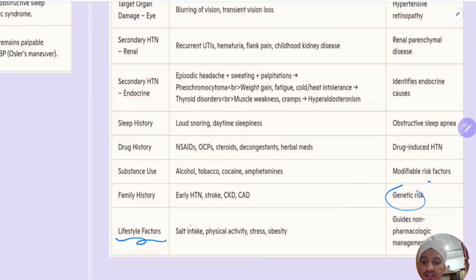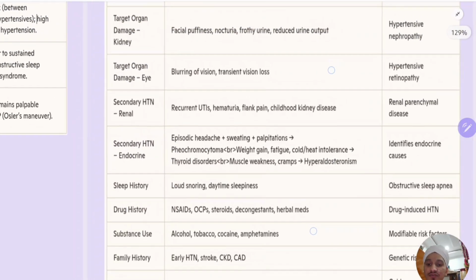Lifestyle factors: you should ask whether the patient eats spicy food, takes high salt, eats non-veg very much, or has a sedentary lifestyle. All these things you should ask. So physical activity, stress, and obesity you should ask. It guides non-pharmacological management. So this is how you take the history. Important in this history is up to here.